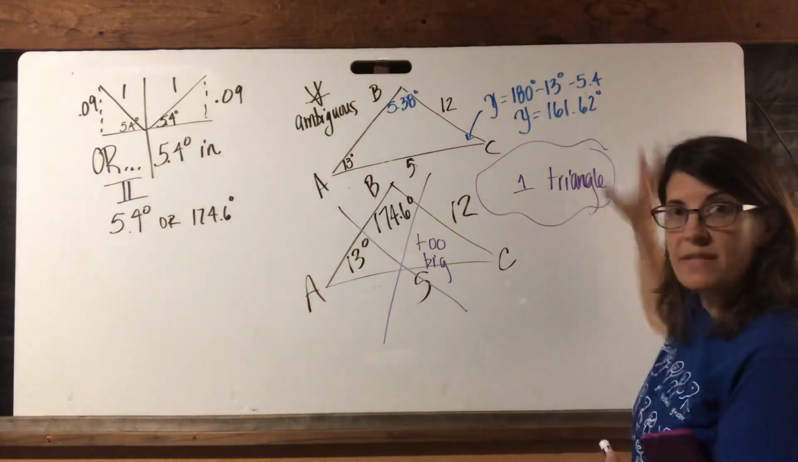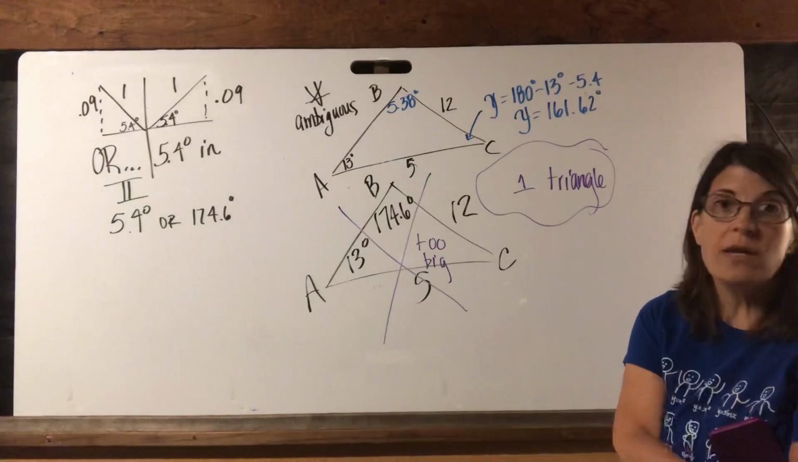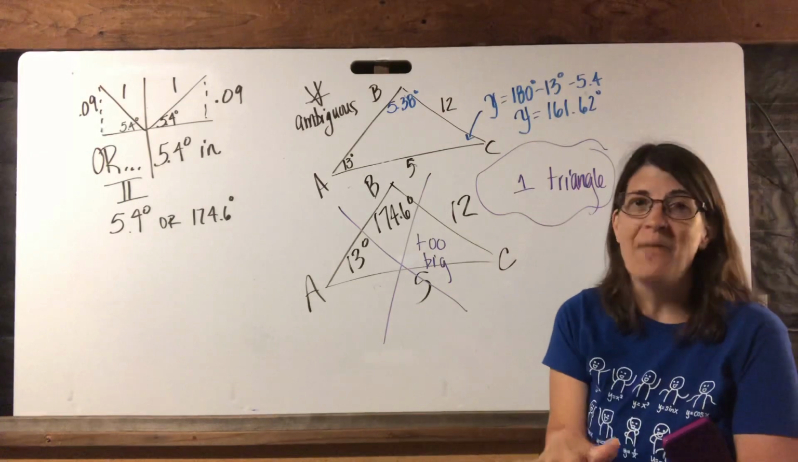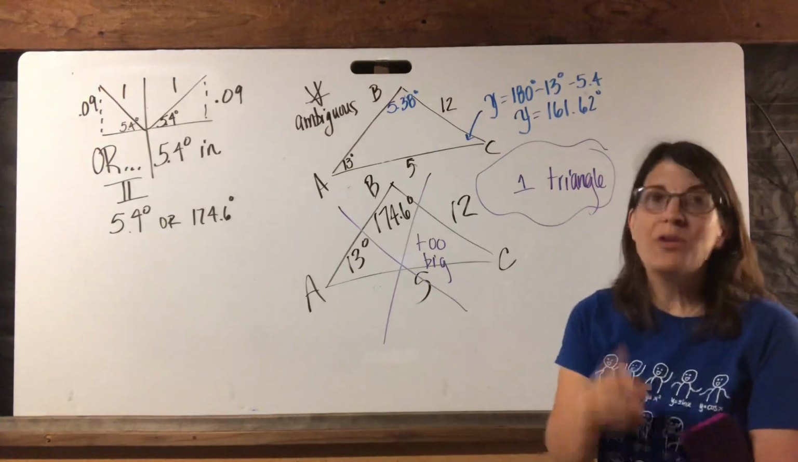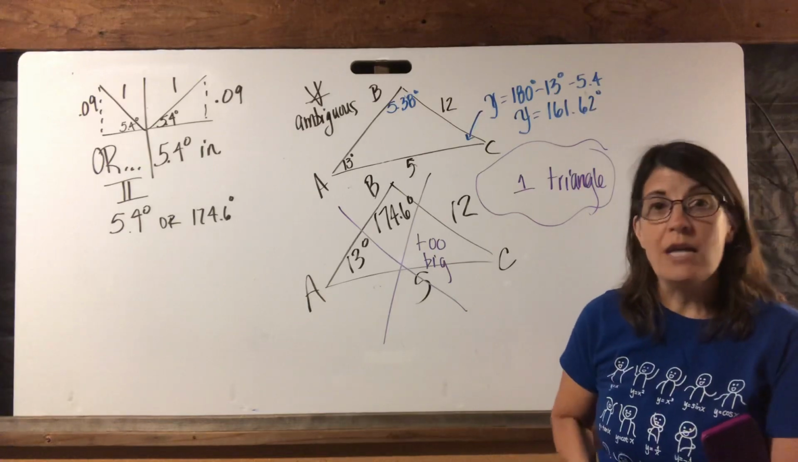Okay, this is an example of one triangle. If you have three options, it could be one triangle, it could be no triangle, which is great because then you're done with the problem really quick, or it could be two. And I'm gonna do the two last. So now let's look at an example where there would be no triangle.